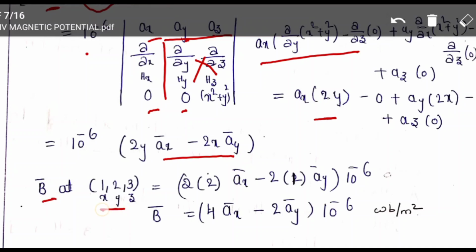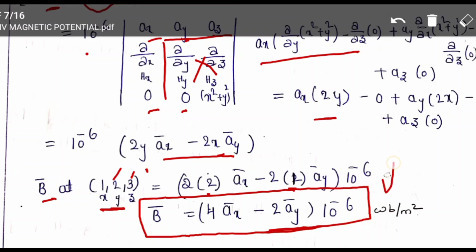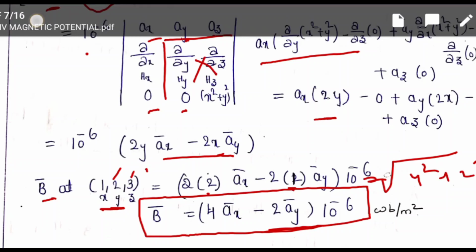We have to substitute x equal to 1, y equal to 2, z equal to 3. On substituting, y is replaced by 2 because they gave y equal to 2, and x is replaced by 1. You will get b bar equal to a vector. If you want the magnitude, we can use the formula: magnitude of the vector, 4 square plus 2 square, into 10 power minus 6. Micro means it is 10 power minus 6.